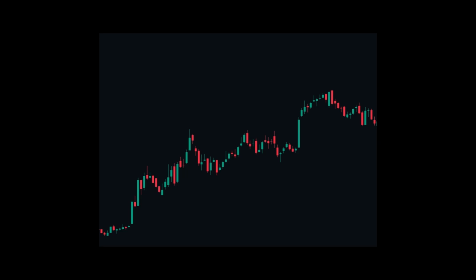Let's test your eyes. Can you identify the last swing high? Now find the latest swing low.